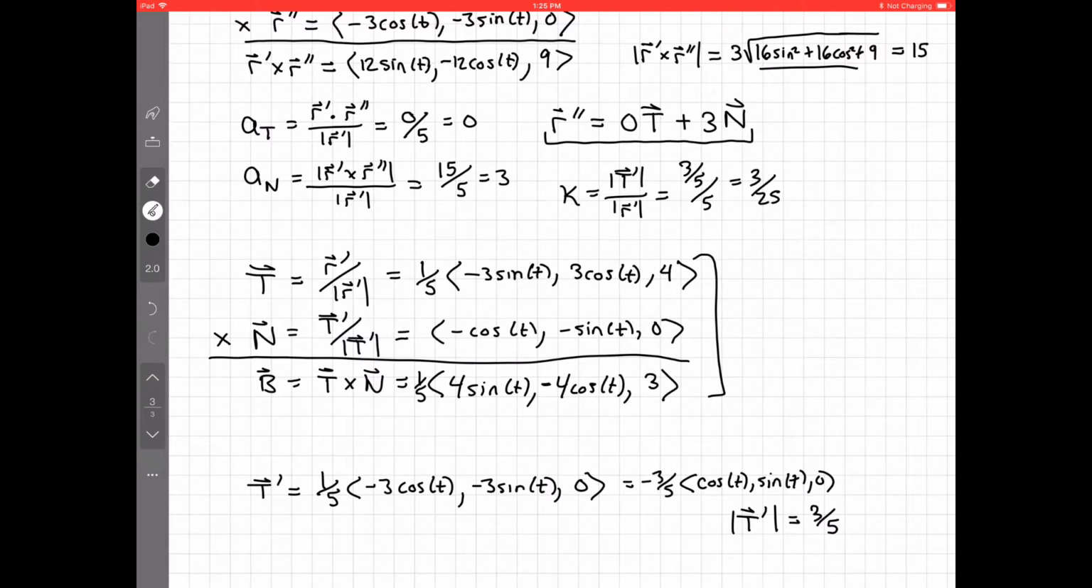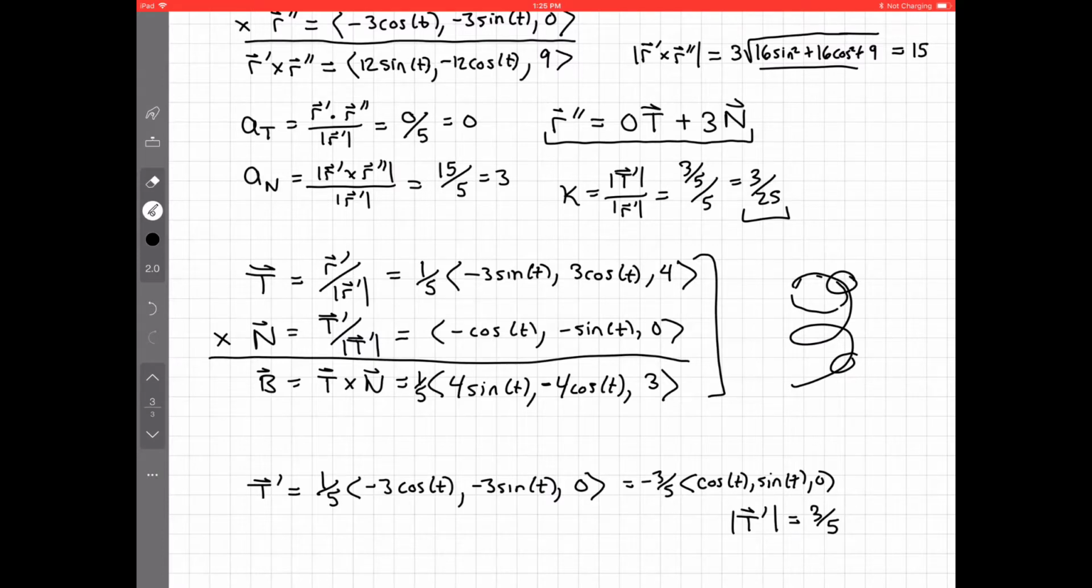So curvature for a helix is constant. This again makes sense. We think about how a helix is shaped, and it's curved the same way at any two points. So if we drew some osculating circles at any point, they would have a radius of 25 thirds.